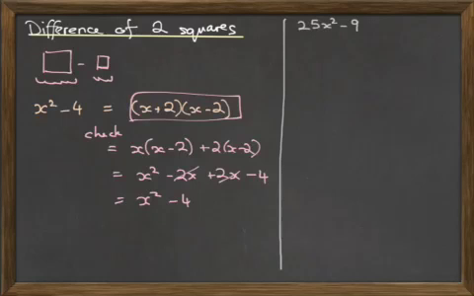So, 25x squared minus 9. I'm going to factorise that. How do I factorise it? Well, it is literally the difference of two square numbers. 25x squared is a square, and 9 is a square.